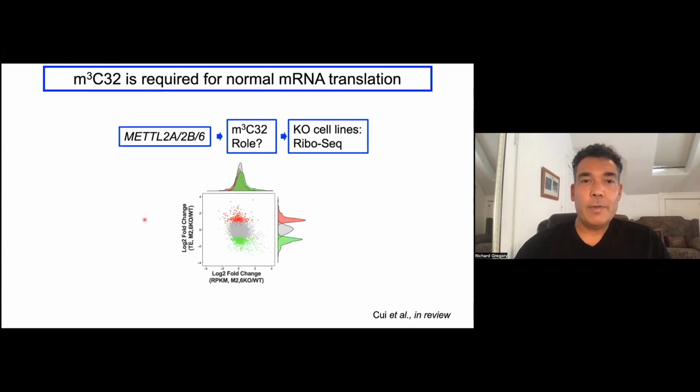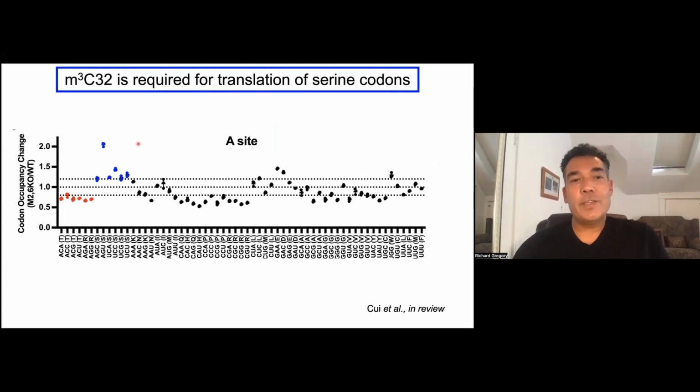But importantly, we wanted to look at the effects on translation. So we performed Ribo-seq in the triple knockout cells. What you can see here is when we look at codon occupancy, or changes in codon occupancy compared to control, there's a differential effect on threonine and arginine compared to serine. And even the effect on serine tends to be codon specific. So UCUs are more affected than the other serines.